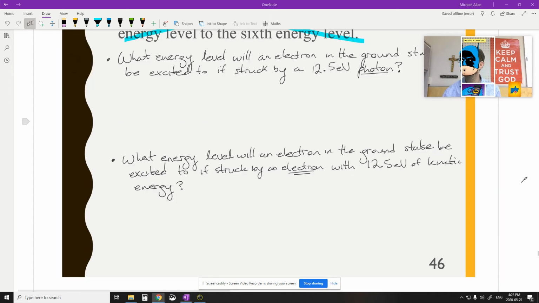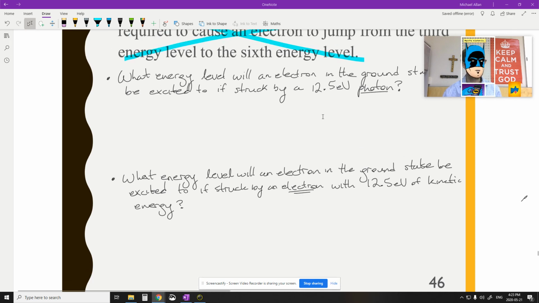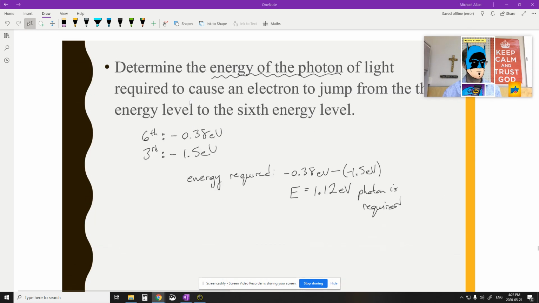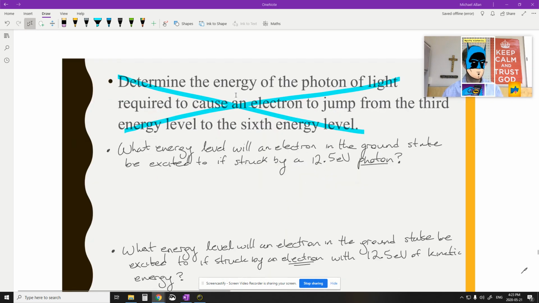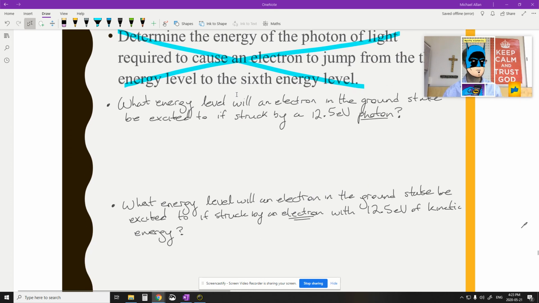Just one second. Okay, so I added a few questions here. I got rid of this one here on this page because it's the exact same question as this one. But I added 2 new questions here, because these are very interesting questions because they bring up the points that I brought up in the previous video about electrons and photons and how they behave differently when they collide with electrons and atoms. So first question is, what energy level will an electron in ground state be excited to if struck by a 12.5 electron volt photon?